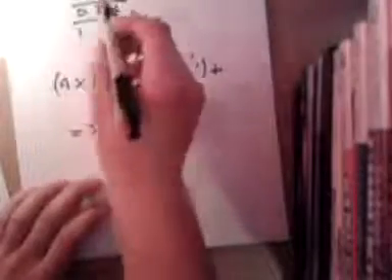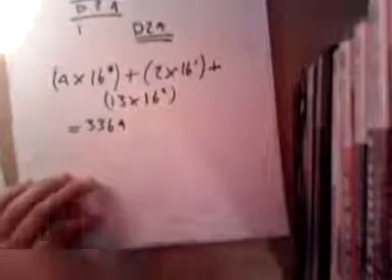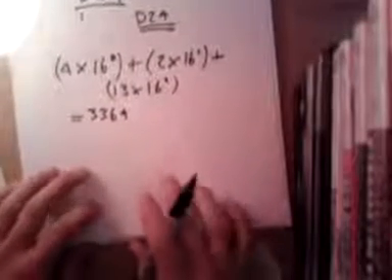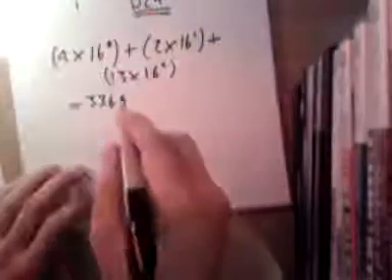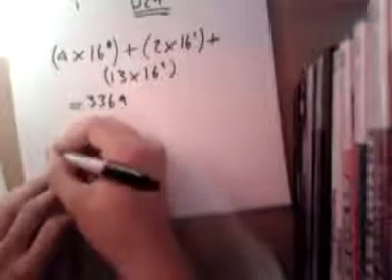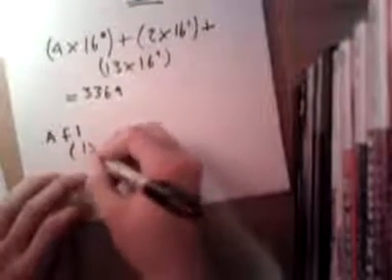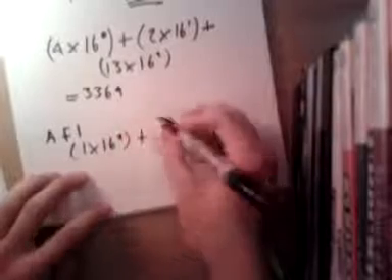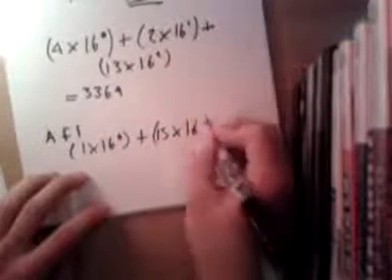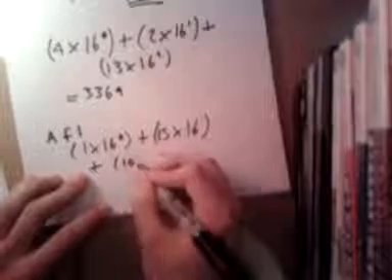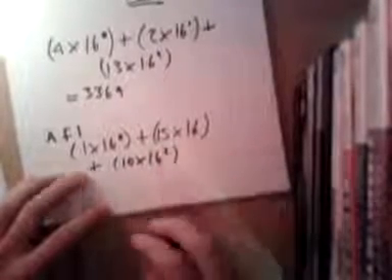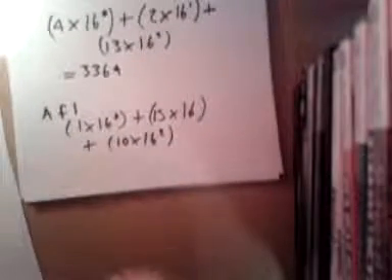To work this out, now we must go to AF1. This is just to check everything. To check everything is right, we've got to convert AF1 and then 233, both to decimal. So AF1 would be 1 times 16 to the 0 plus 15 times 16 plus 10 times 16 squared. Put that into my calculator. That is equal to 2801.